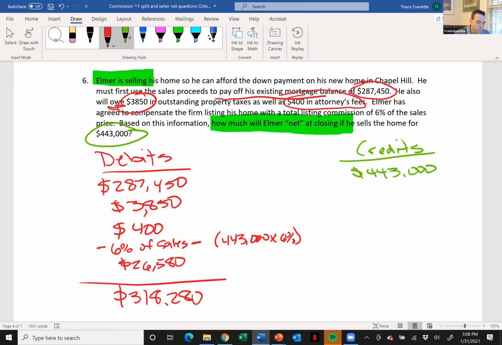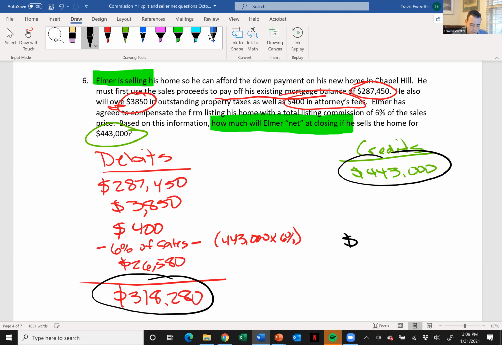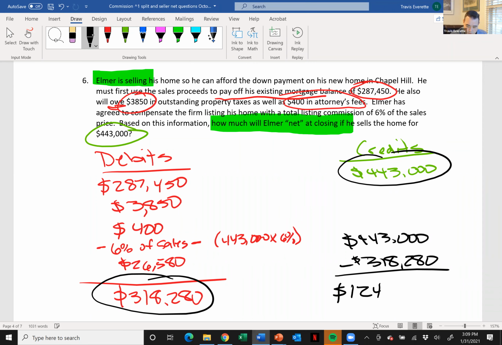Now there's nothing to do over here on my credit side. So here's what my math looks like. It's my total credits, which is 443, minus my total debits. So my math just looks like 443,000 minus 318,280. And if I type that in my calculator, it looks like to me, Elmer can expect a net at closing of $124,720. That is his net at closing.